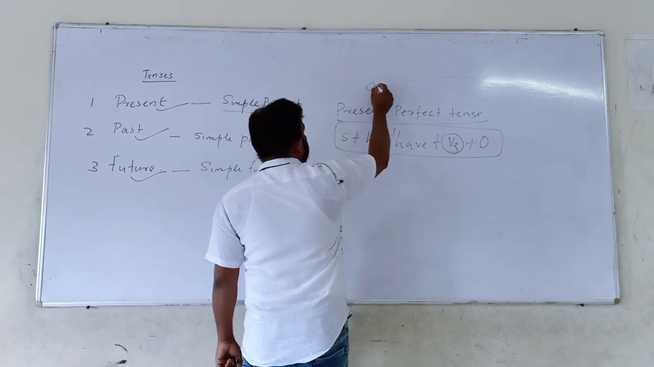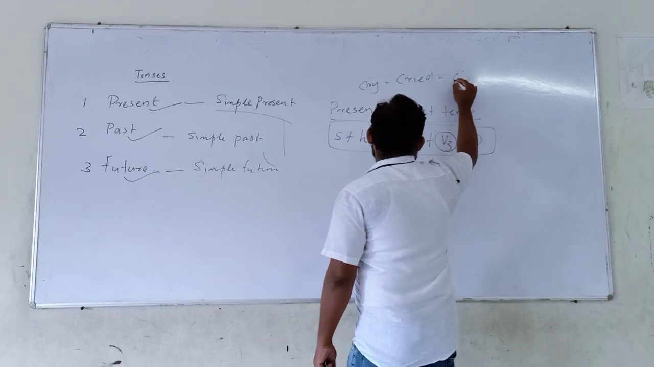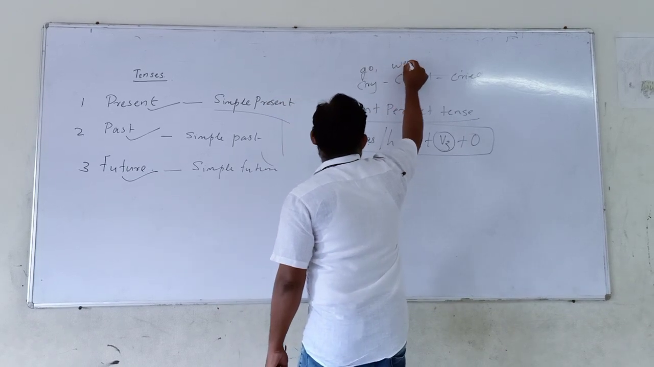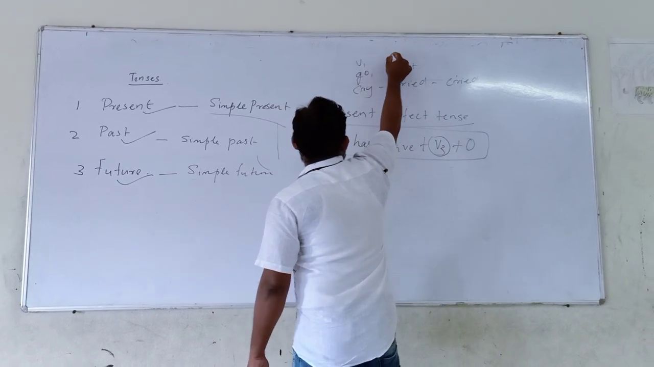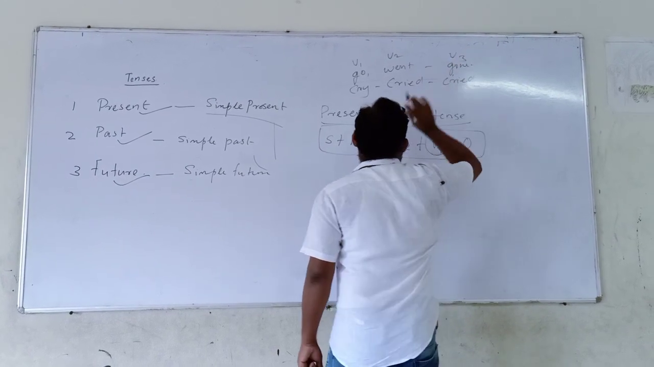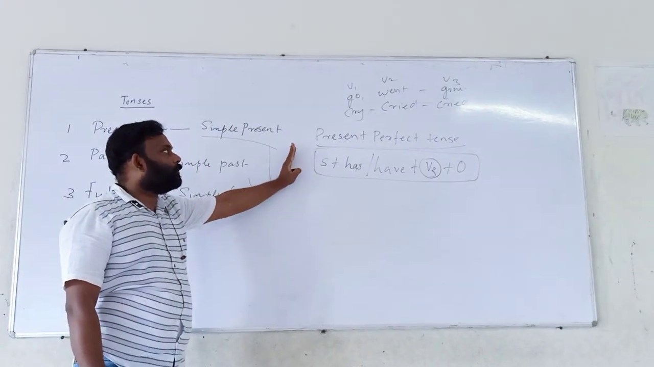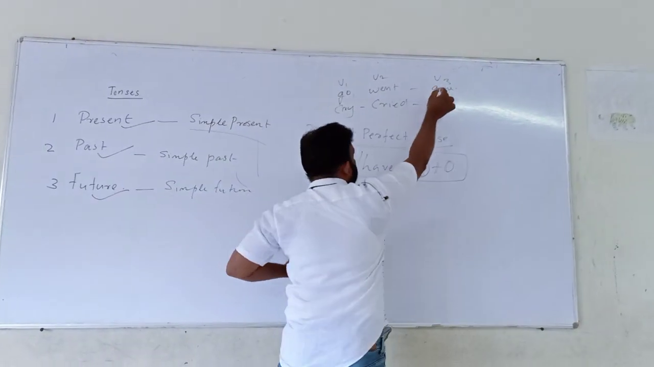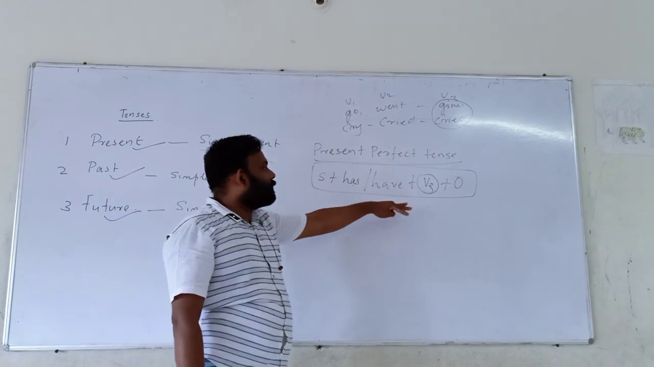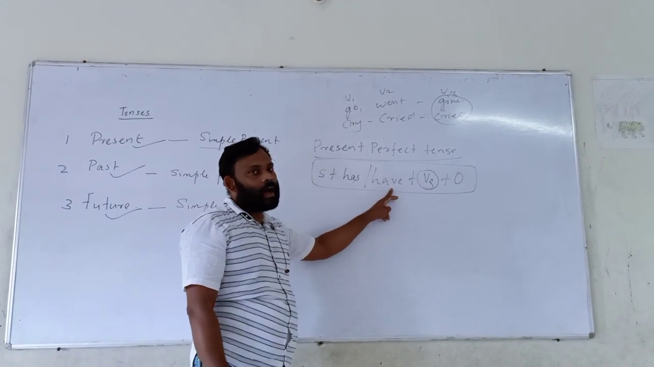For example, if you write cry, it becomes cried, and V3 is also cried. And some words, you know, if you write go, it goes to went. V2 is went, and V3 is gone. So you have to understand the chart of this change of the verbs also. So V3 means the past participle form of the verb, which should come in the present perfect tense along with the auxiliary verbs has or have.